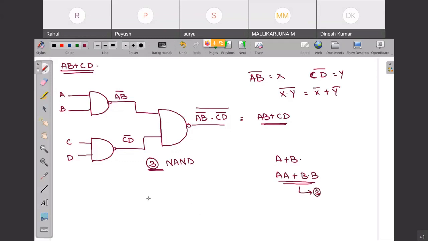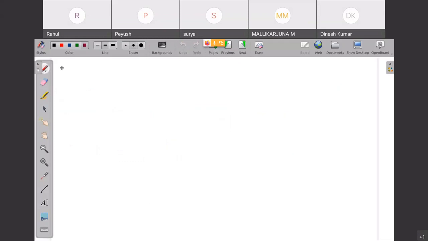Even I will give you one homework. So with this, we are going to end the session. A plus BC, how many NAND gates are you going to require? Second, for AB plus CD plus EF, how many NAND gates are you going to require? So this I want you to solve at your home. This will be your homework.